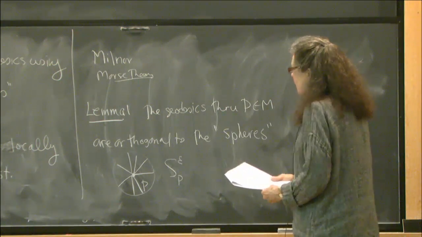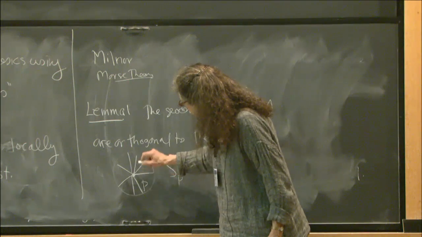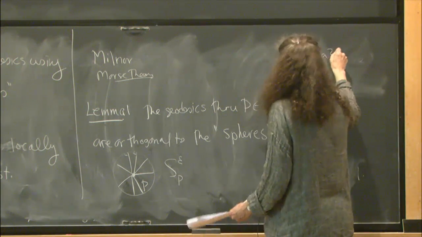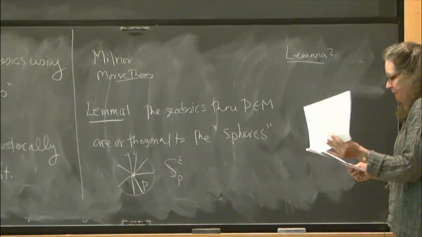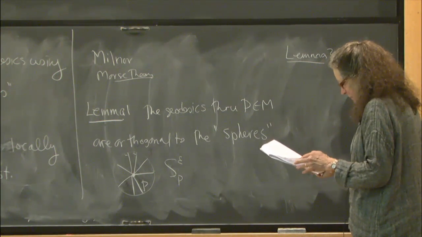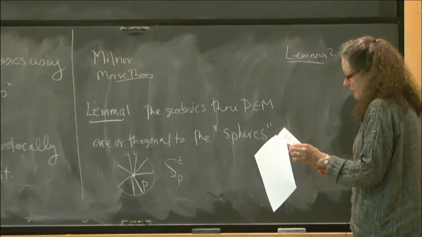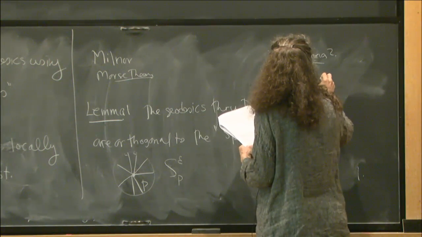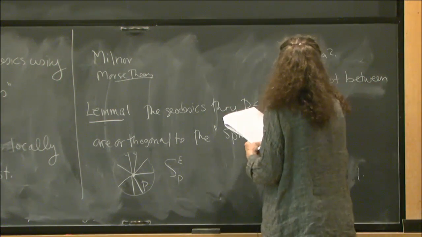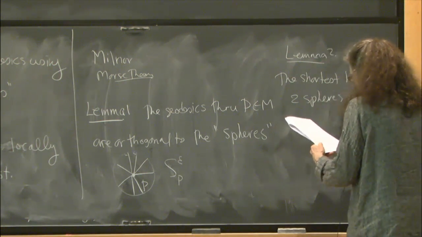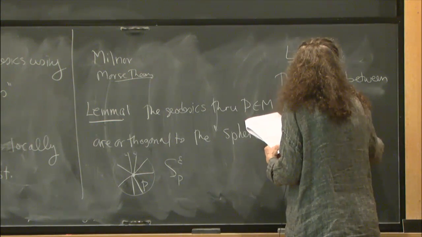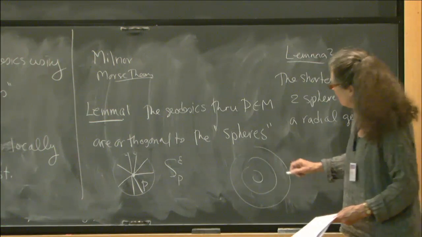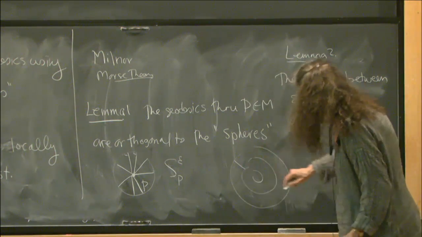Basically, this is saying they intersect perpendicularly at these points. And the second lemma, which follows from the first, is that the shortest path between two spheres is a radial geodesic. So we have the spheres defined this way, and what it says is that if you want to get from one sphere to another sphere, the fastest way is by a geodesic through P, a radial geodesic.